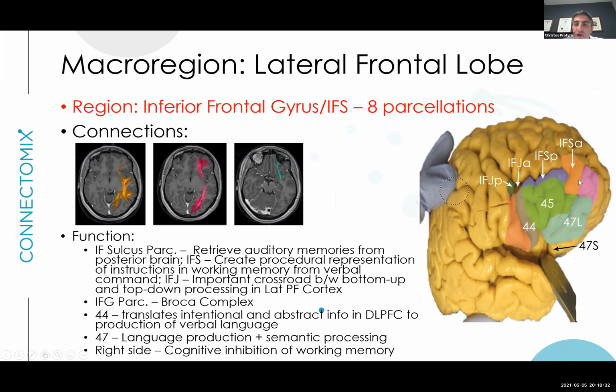As stated before, and lots of us will know, the inferior frontal gyrus is responsible for language, predominantly through Broca's area. Interestingly, 47 has semantic roles, so not just motor speech. fMRI studies have found that it's important for some of the semantic aspects of talking. And on the right side, so on the non-dominant hemisphere, it's also responsible for cognitive inhibition of working memory.